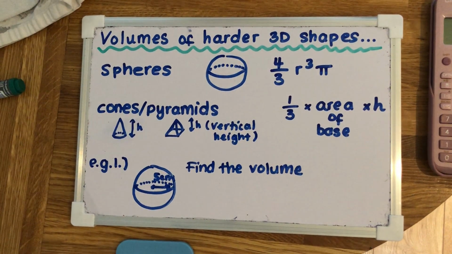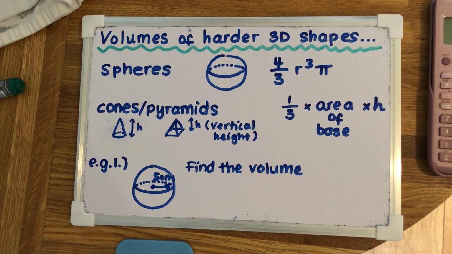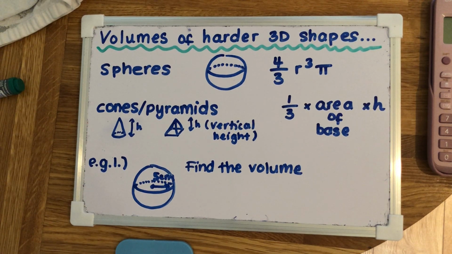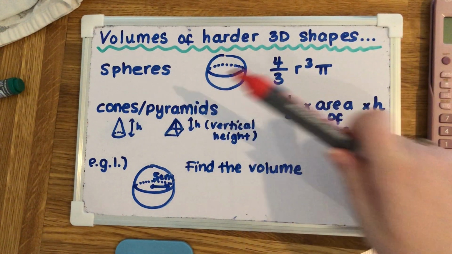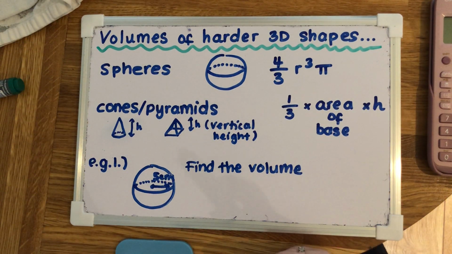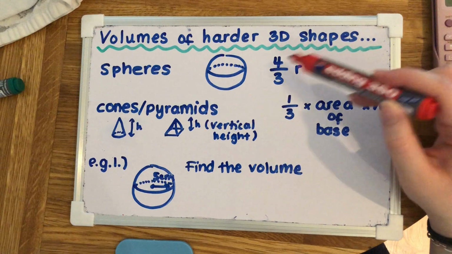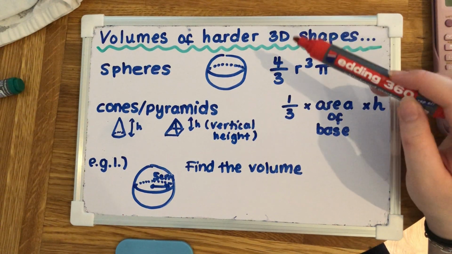Okay, so in this video we're going to be doing volumes of harder 3D shapes. Previously we've already done cylinders, and when you were younger you must have done cuboids and cubes and things like that. So we're now going to the harder 3D shapes. There are three main ones: the sphere, cone and the pyramids. The sphere one is fairly nice, so all you need to do is remember the formulas really.